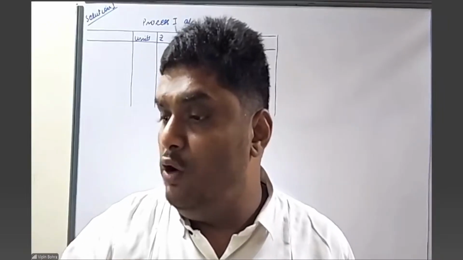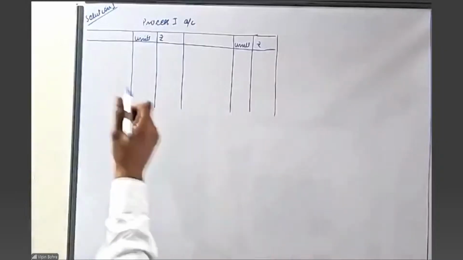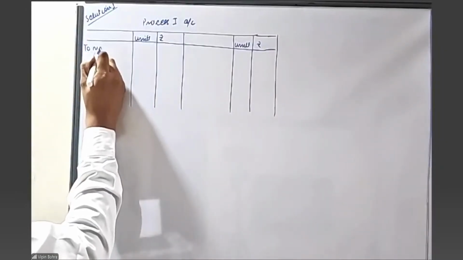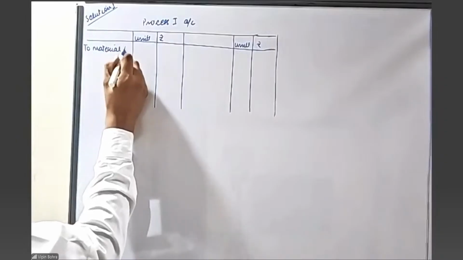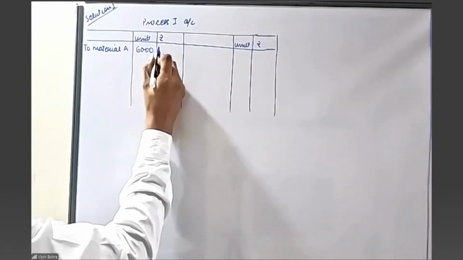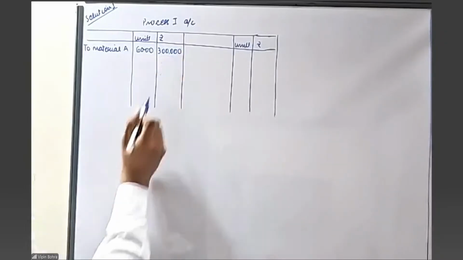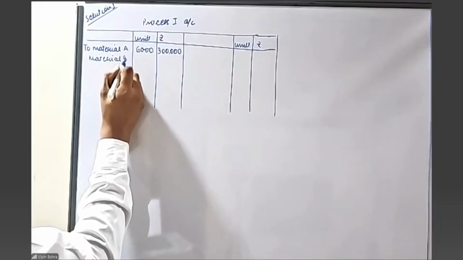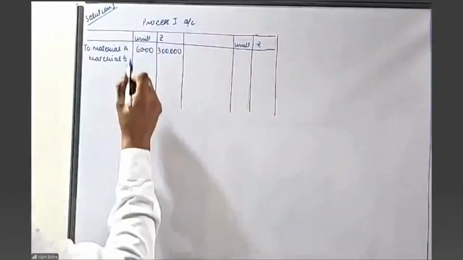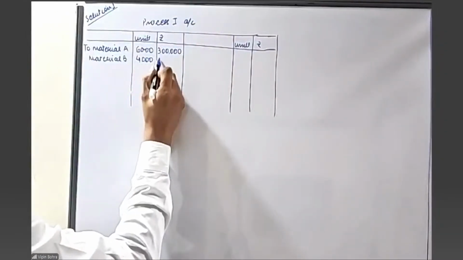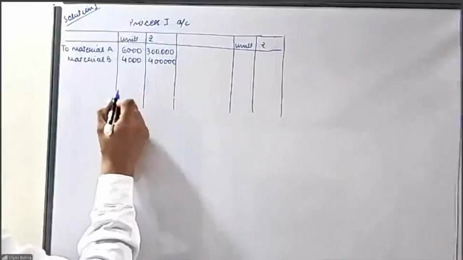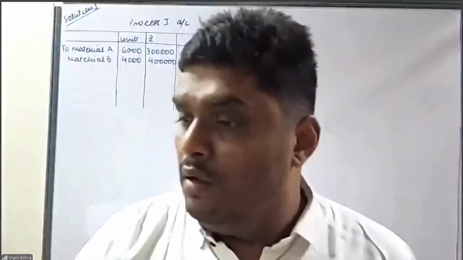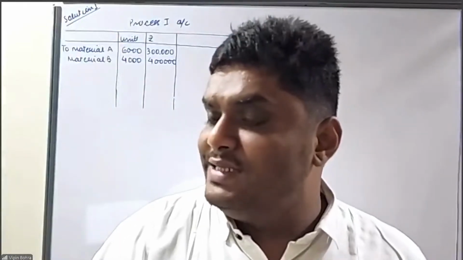So for material A, we can say these are the inputs: 6,000 kilograms at the rate of 50 per kilogram. And material B is 4,000 kilograms at the rate of 100 per kilogram. Further, the labor cost is given, that is 430 hours at the rate of 50 per hour.